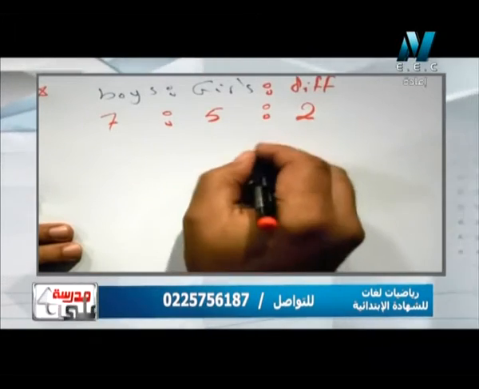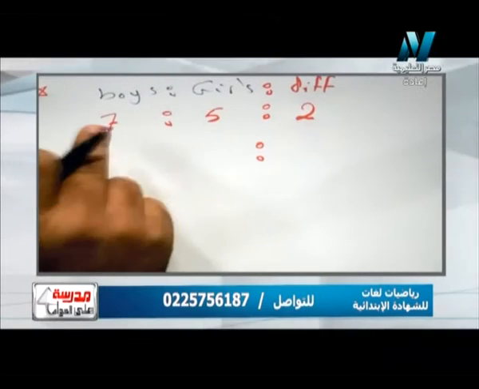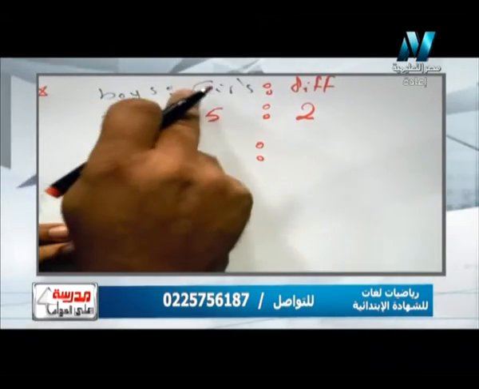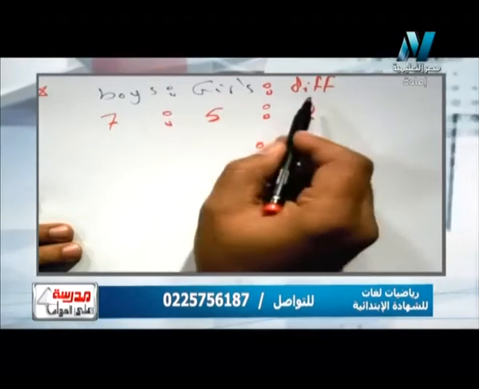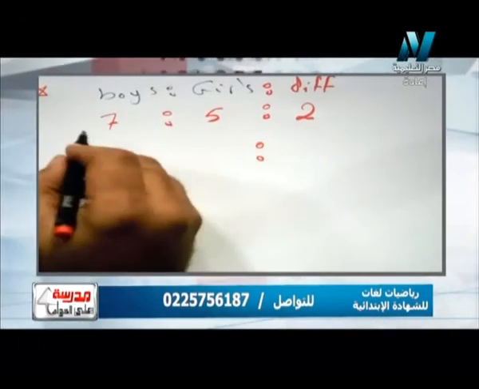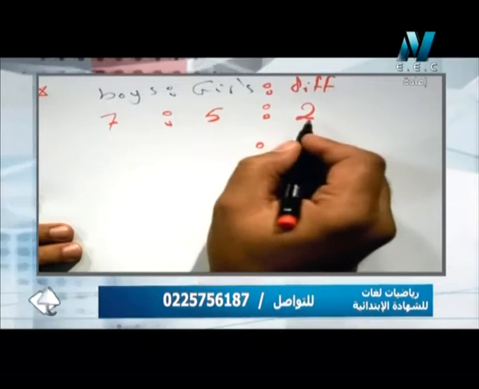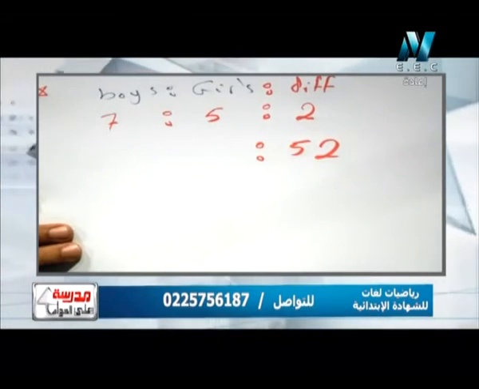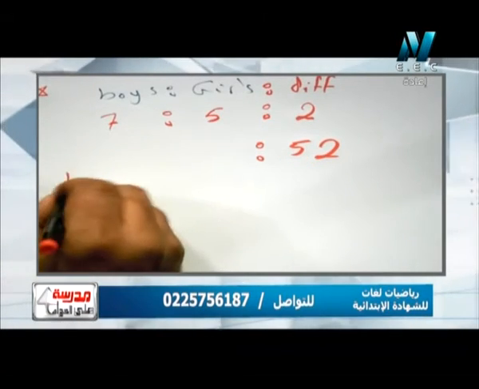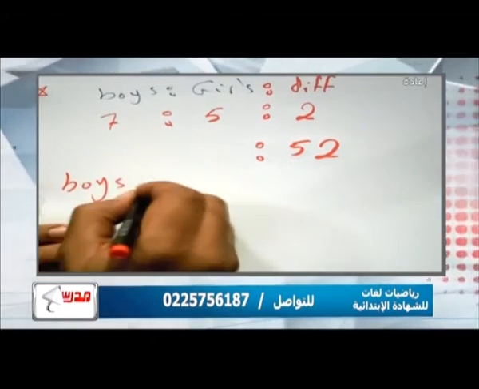Excellent. So, as you see, boys to girls to difference, 7 to 5. 7 minus 5 equals 2. And just write the real difference between them, 52. Yeah, the number of boys, excellent. How can we find the number of boys?